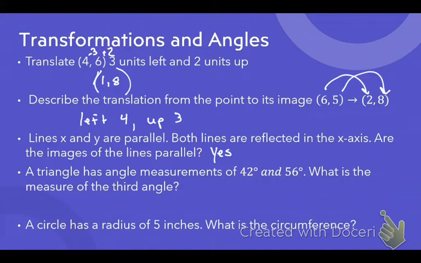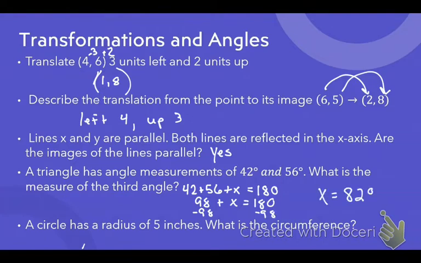All right, next one. In order to solve this, you have to know the sum. What is the sum of the angles of a triangle? 180 degrees. So when I add the other ones together, they should all equal 180. If I put that into an equation, I can now solve for x. 42 plus 56 is 98, plus x equals 180. What would be my last step to solving for x? Yep, minus 98 from both sides. Almost. 82. Yep, x equals 82.